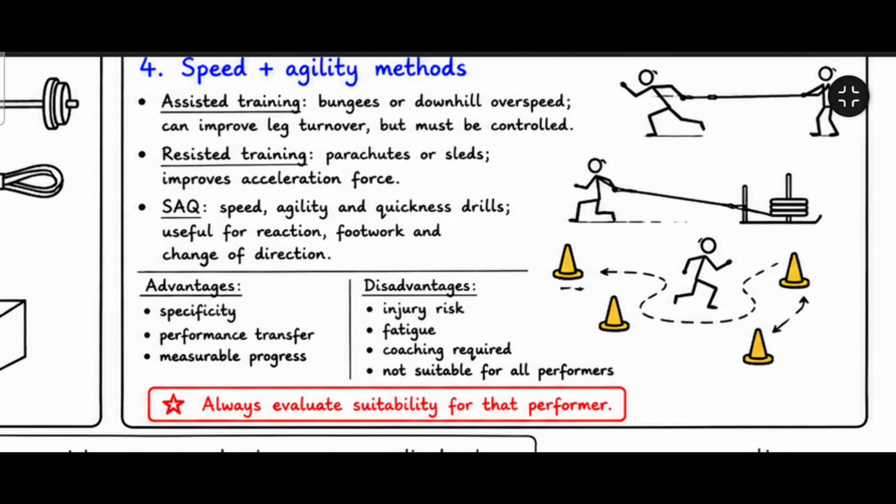because every single type of exercise and training always comes with a risk of injury, obviously risk of fatigue. Some methods might require coaching or spotting, and some methods might not be suitable for all performers, like older performers or younger performers, or performers with disabilities, or performers with low levels of motivation, and so on and so forth. So this gives you a wealth of information to help you to evaluate suitability for different types of performers.